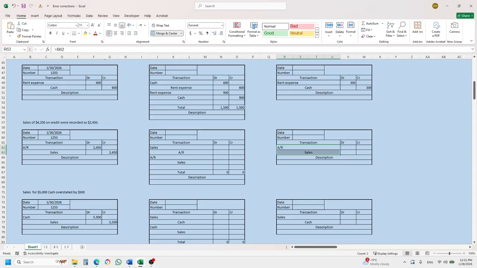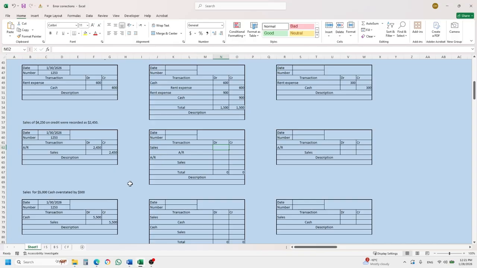The same wrong amount, 2,450 instead of 4,250, was recorded in both debit and credit. The correct accounts were used, accounts receivable and sales. Accounts affected: accounts receivable understated, and sales also understated. The effect on the financial statement: revenue understated, net income understated, assets and equity also understated. Don't confuse these. In the future we're gonna do a lot of work, so we're gonna understand the overstated and the understated.